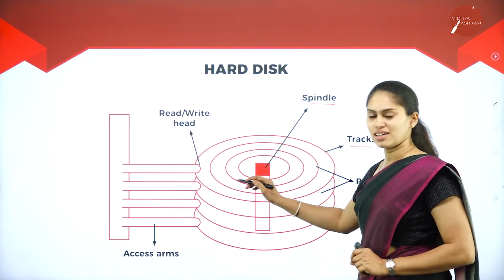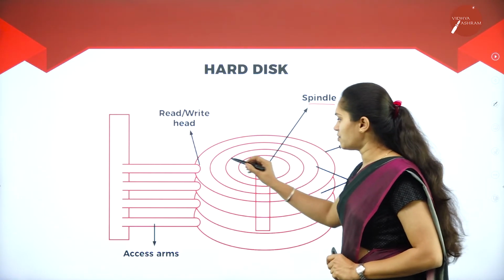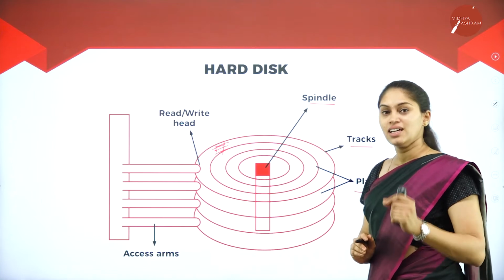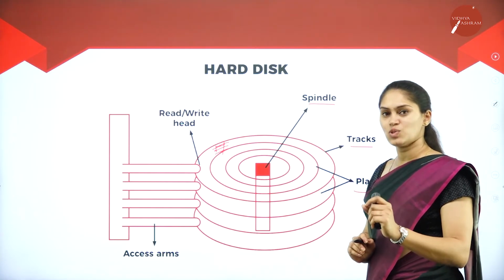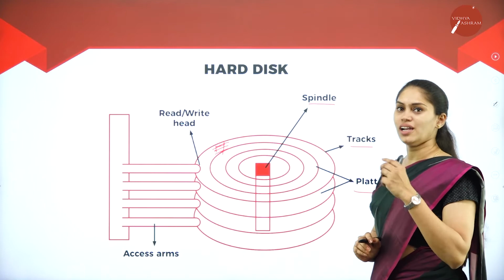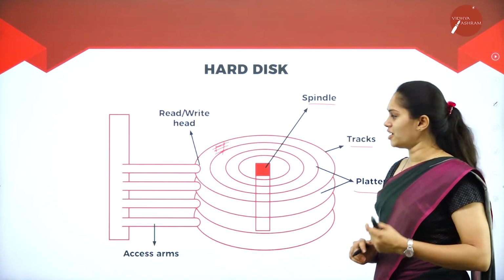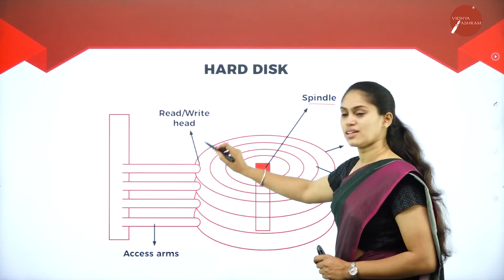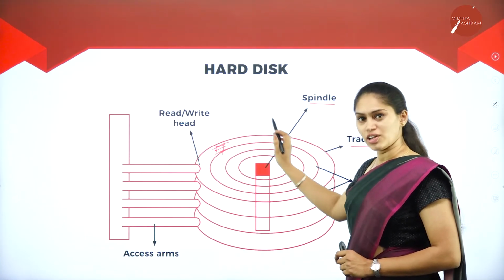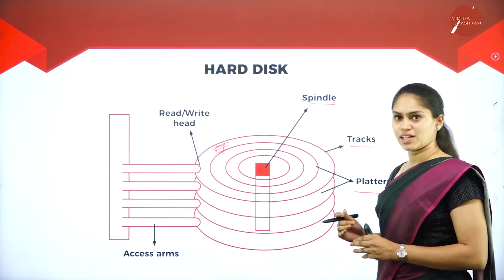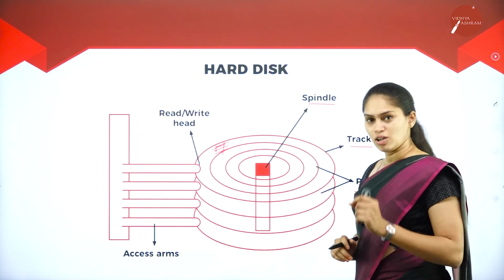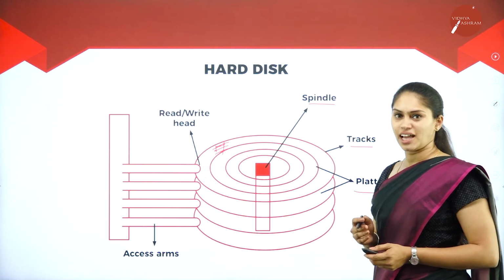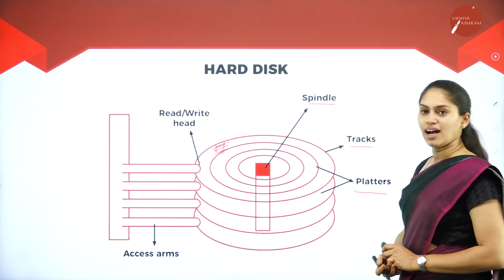So the concentric circles are called tracks, and each track is further divided into a number of sectors. We need to find the location of a particular place where the data has to be written or from where the data has to be read. So this head, the read or write head, will have control over this rotation or revolution per minute. When it reaches the particular location, at that time the reading or writing operation will take place. So this is regarding the hard disk.